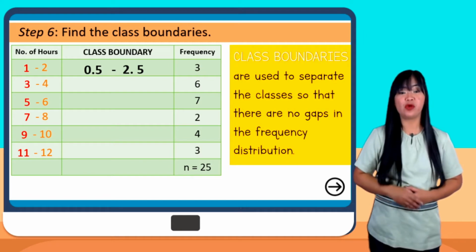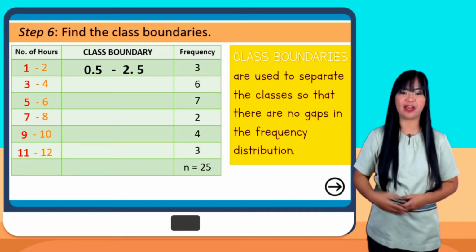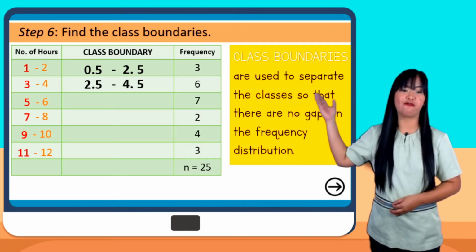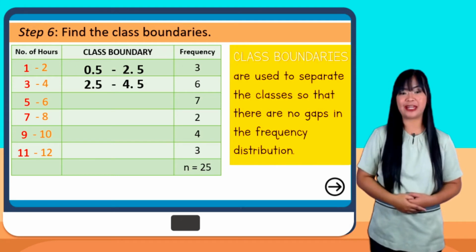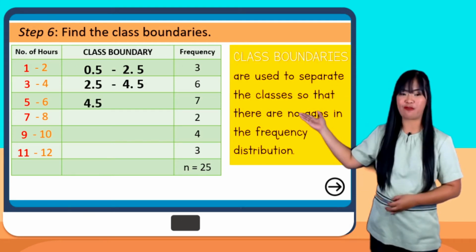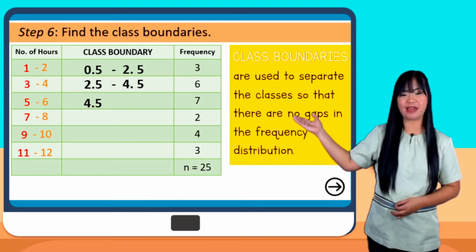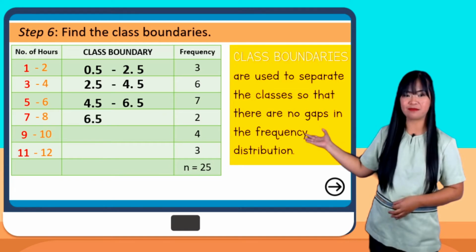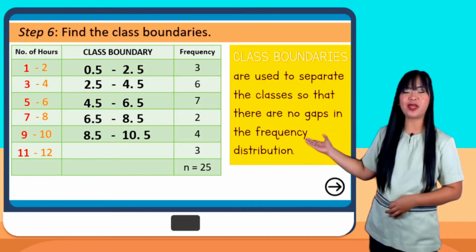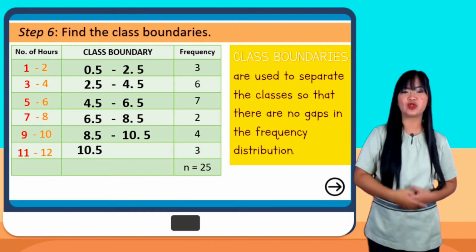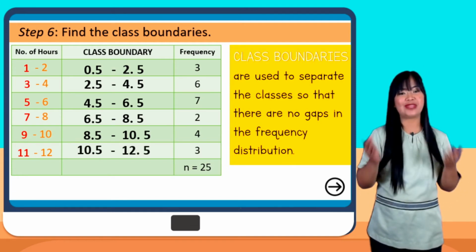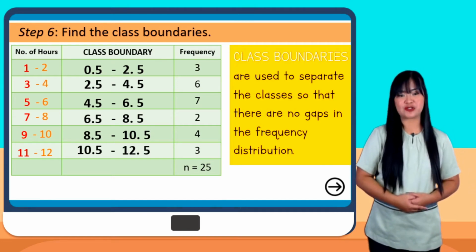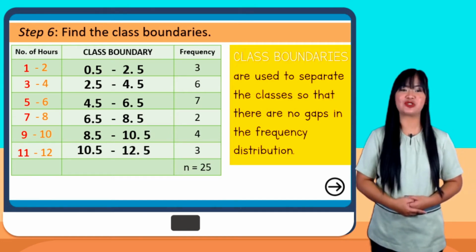Repeating the process, we will get 3 minus 0.5 is 2.5. 4 plus 0.5 is 4.5. 5 minus 0.5 is 4.5. 6 plus 0.5 is 6.5. 6.5 to 8.5. 8.5 to 10.5. And 10.5 to 12.5. So that completes our class boundaries. Now, we are done constructing our group frequency distribution table.